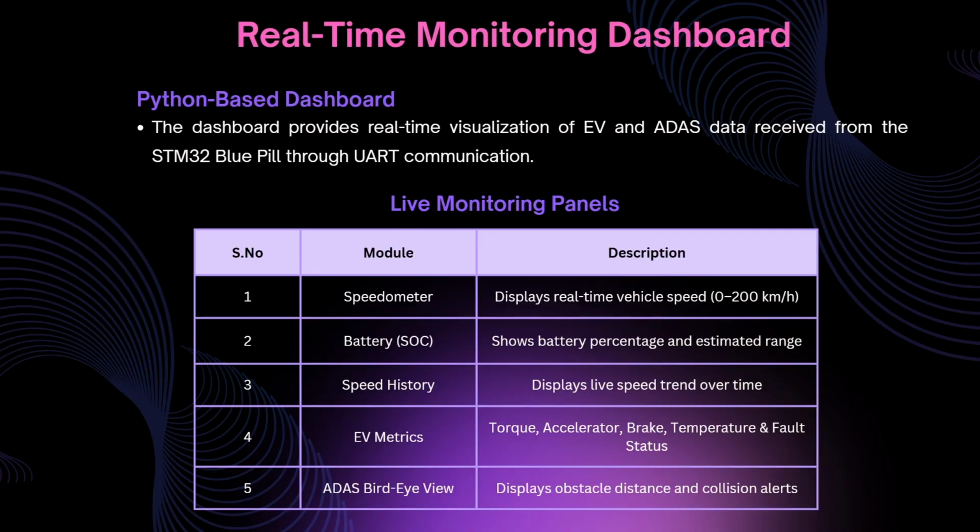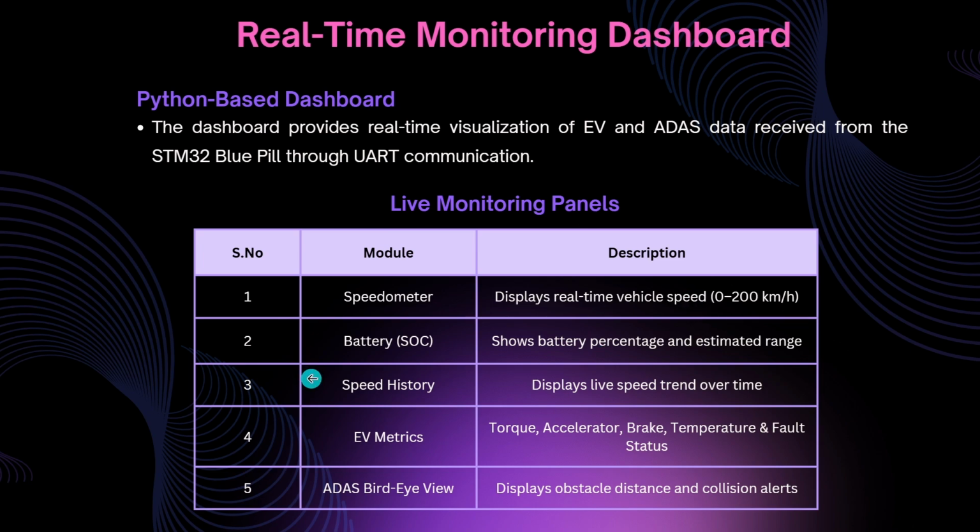Now let's move on to the real-time monitoring dashboard. So this slide contains the details of the Python-based real-time dashboard, which was developed for this project. The STM32 continuously sends the data through the UART communication protocol. And the Python application will receive all this data and update the dashboard in real time. So in the dashboard, we have an integrated speedometer, which displays the real-time speed of the vehicle. It ranges from 0 to 200 km per hour.